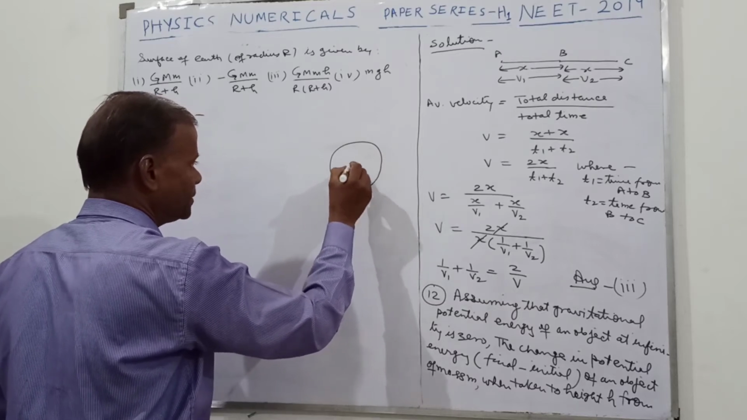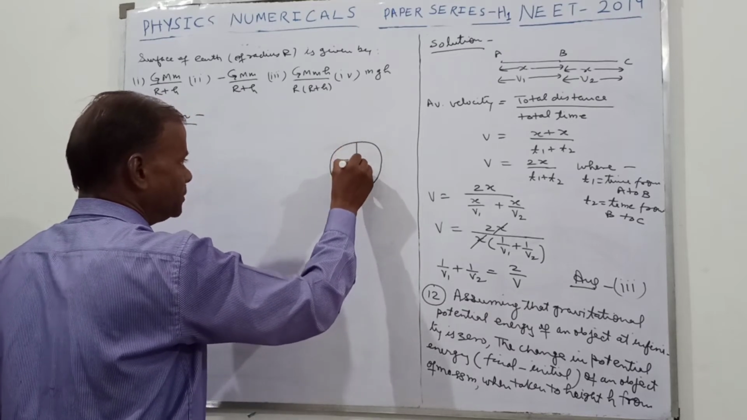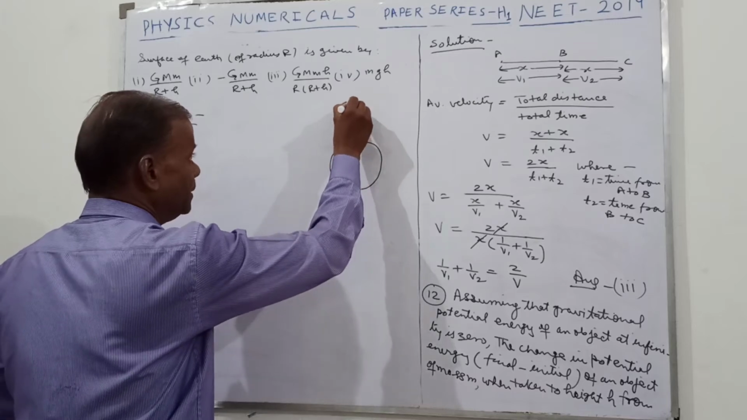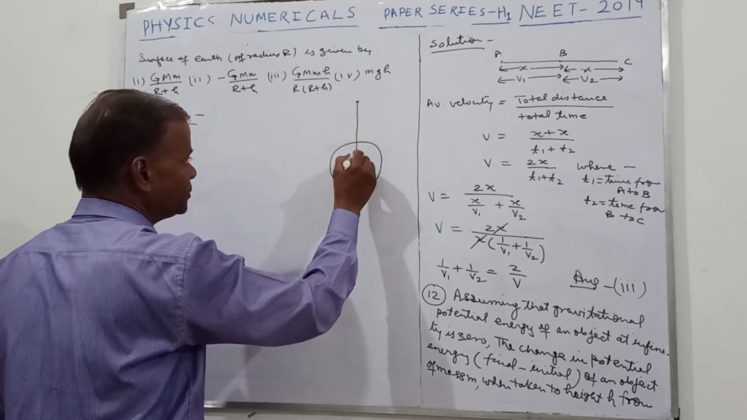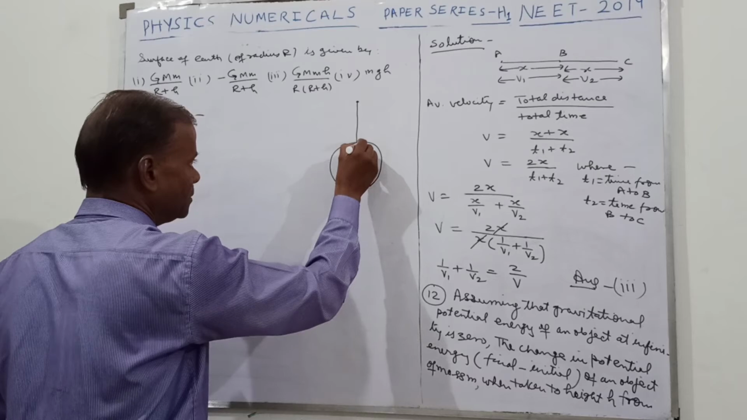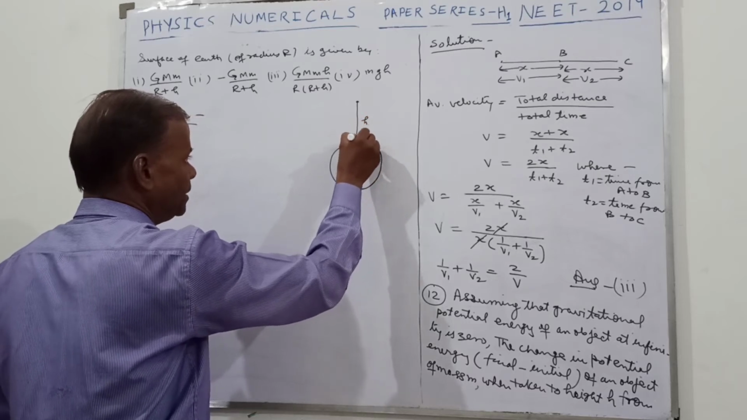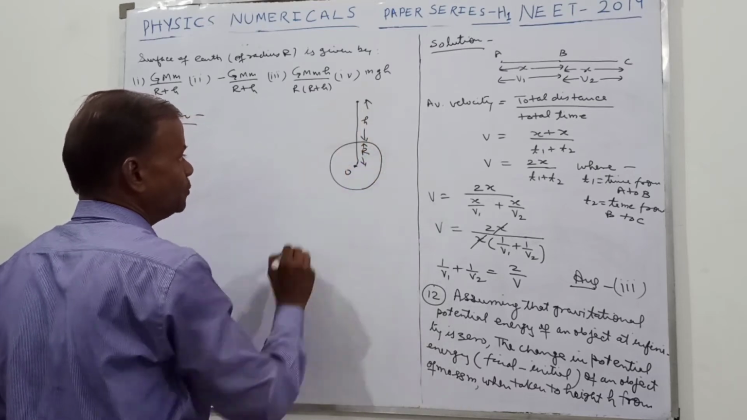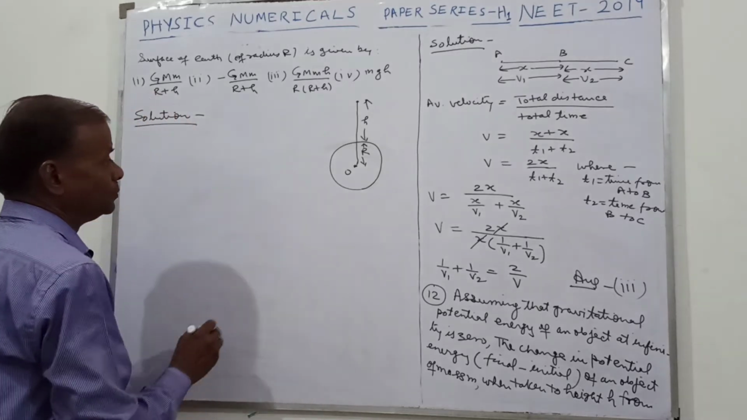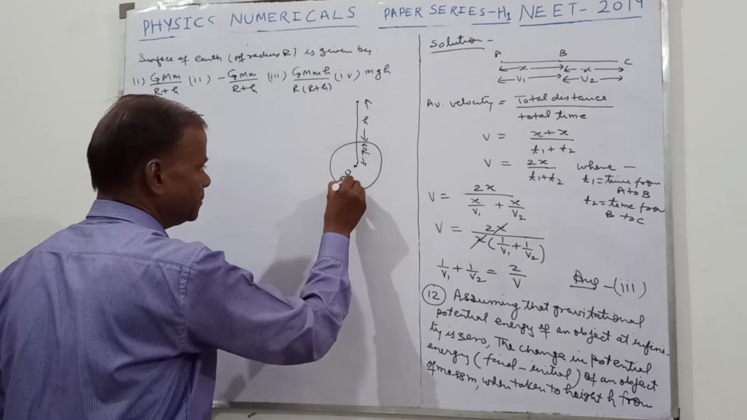This is now the radius, or center. This is the radius r, and this is taken to this much. This is now the height h, so much. So this is now the earth.